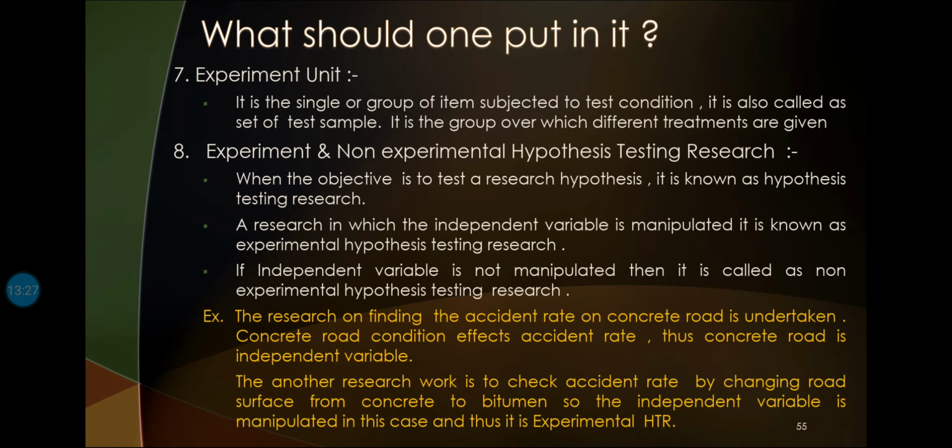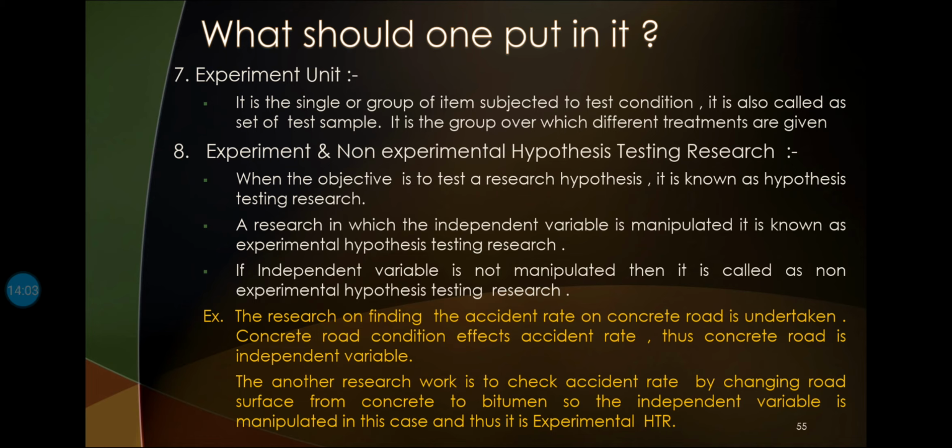Experimental and non-experimental hypothesis testing research. When the objective is to test a research hypothesis, meaning to test the assumption based on fact, it is known as hypothesis testing research. A research in which the independent variable is manipulated is known as experimental hypothesis testing research. If the independent variable is not manipulated, then it is called non-experimental hypothesis testing research.